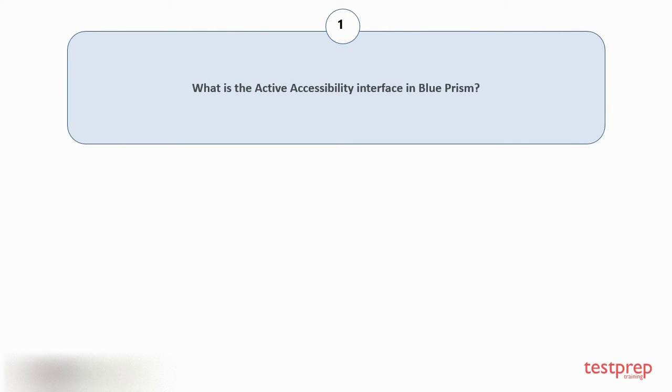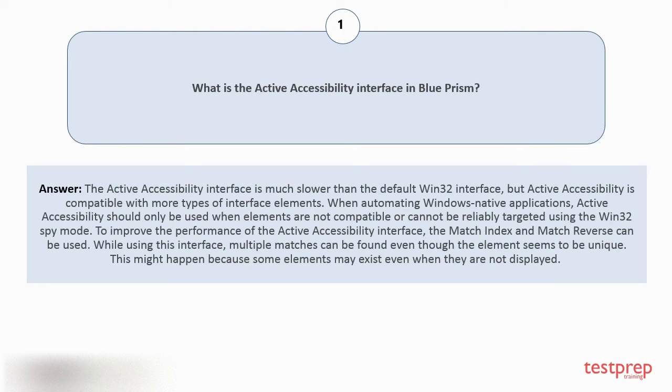Your answer is: the Active Accessibility Interface is much slower than the default Win32 interface, but Active Accessibility is compatible with more types of interface elements. When automating Windows native applications, Active Accessibility should only be used when elements are not compatible or cannot be reliably targeted using the Win32 spy mode.